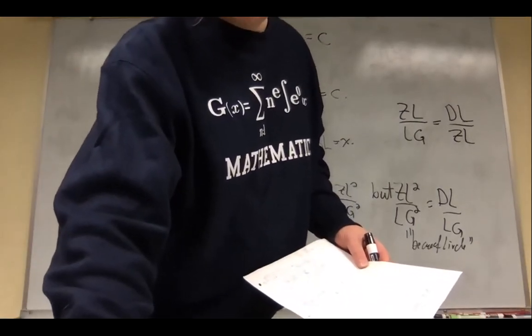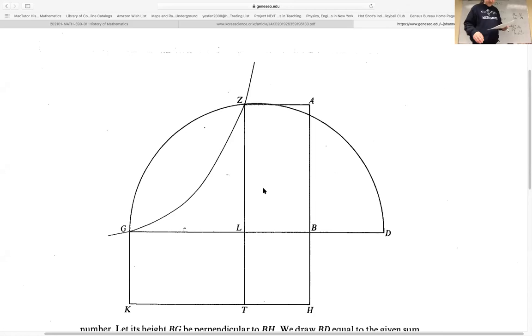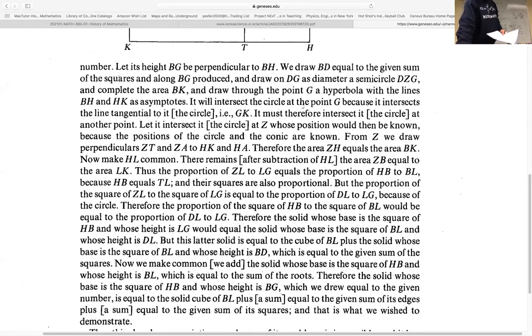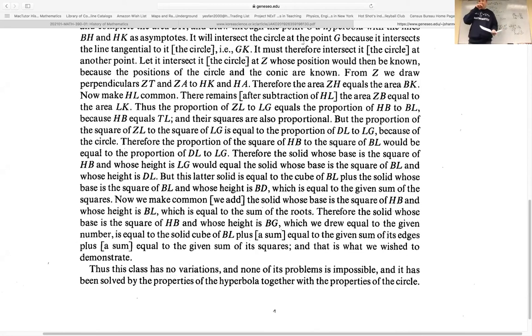All right, what does he say next to us? We are actually getting kind of close to solving a cubic equation using a geometric diagram. You can see we're running out of text. This is near the end here. So where are we? We just did because of the circle. There, because of the circle. Therefore, the proportion of the square of HB to the square of BL is equal to DL to LG. So we had these squares were equal to that.